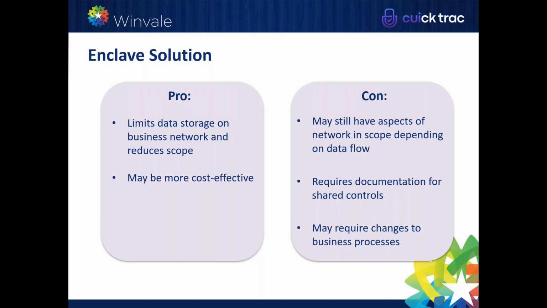So the scoping guidance comes out, and now it tells us how to classify assets. And what a lot of us got was things that we weren't expecting. So with an Enclave solution, you can potentially move your data off of your business network into somebody else's network, make it at least partially someone else's problem, and then reduce the scope of security that you have to apply to your infrastructure. So in that way, this might be more cost effective.